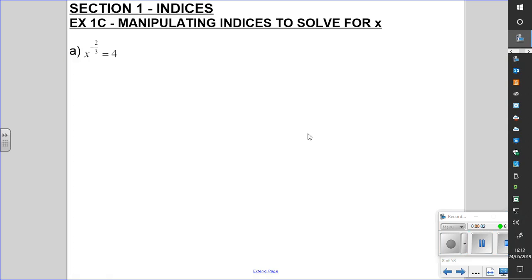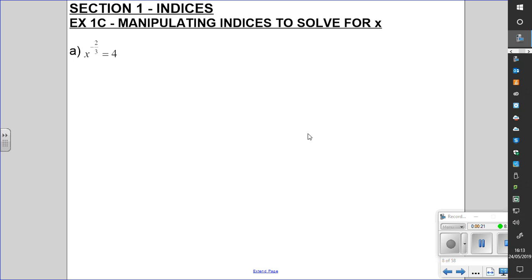So in this video, we're manipulating the indices to solve for x. So we're using everything we've used in the last two exercises, but we're just going one step further. So how do we find what the original x was? So we need to do the reverse, in a sense, of what we have in front of us.